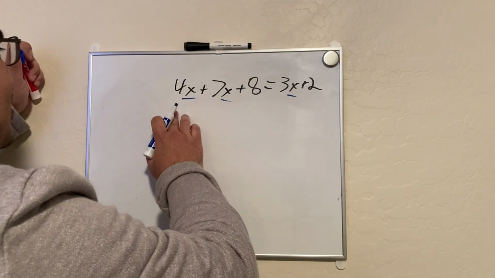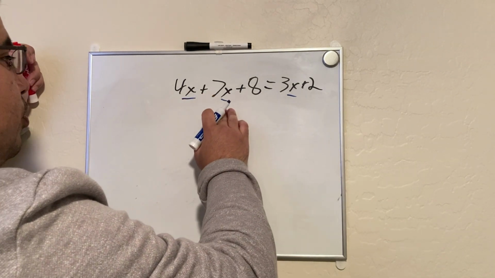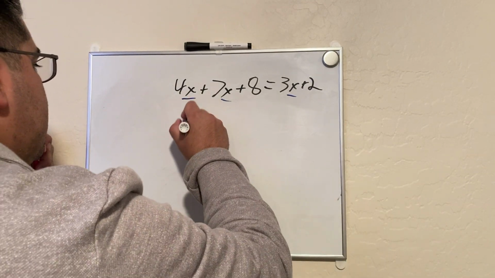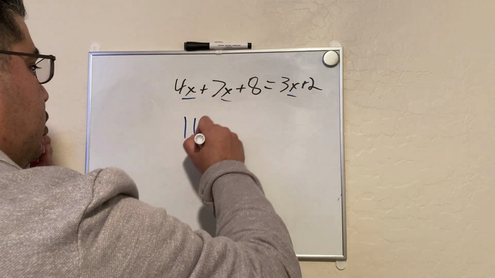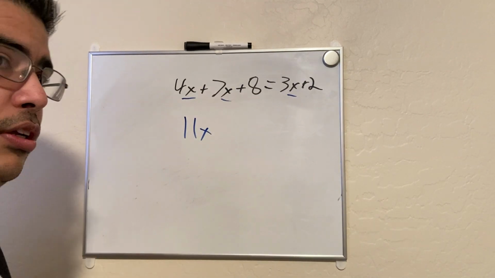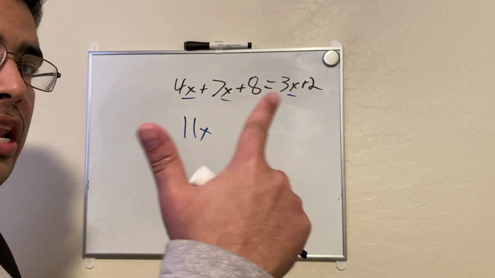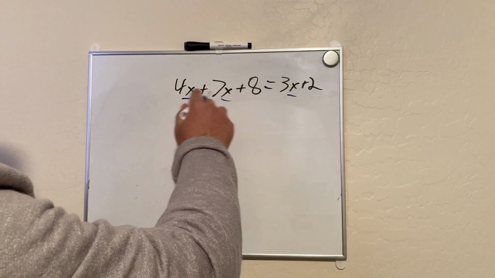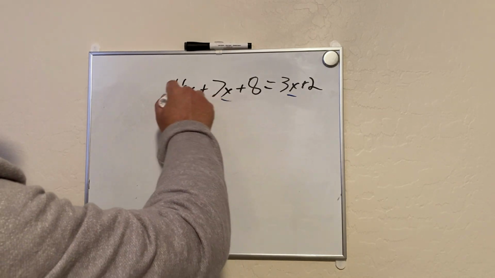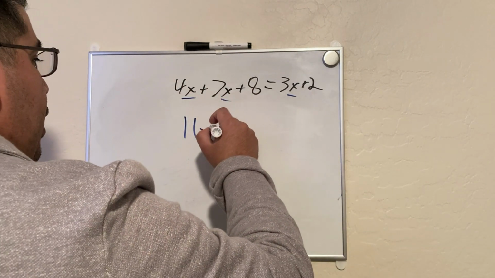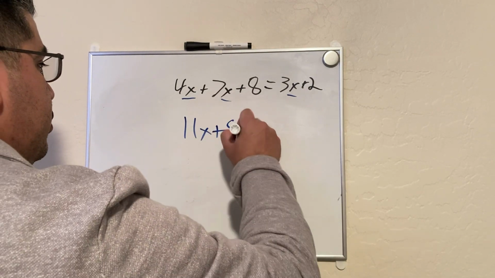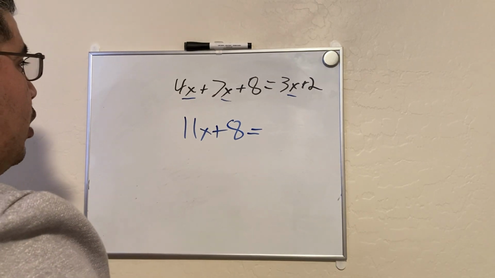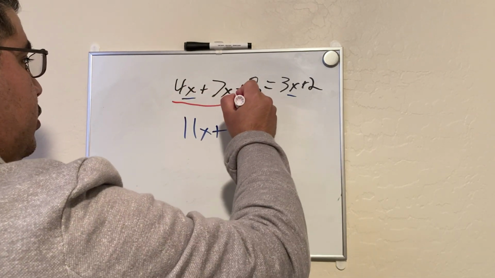All right, so we got 4x plus 7x. What's 4 plus 7? Let's see. 11. 11x. If you don't know how to do that in your head, don't worry, you can use your fingers. 7, 8, 9, 10, 11. 4 fingers. So 11x is 7 plus 4. And then plus 8. That equals... so we solved this side of the equation.